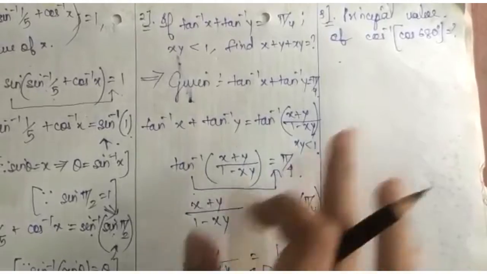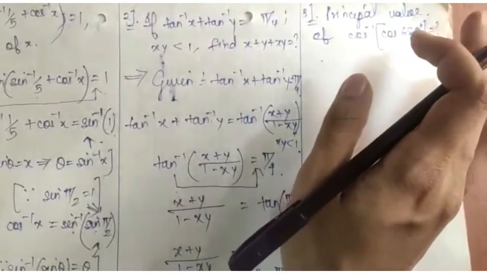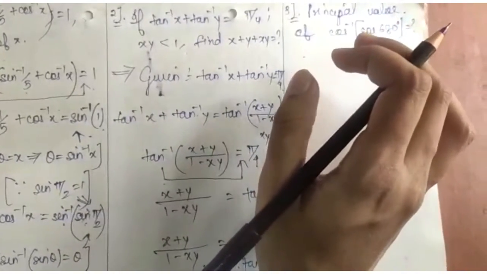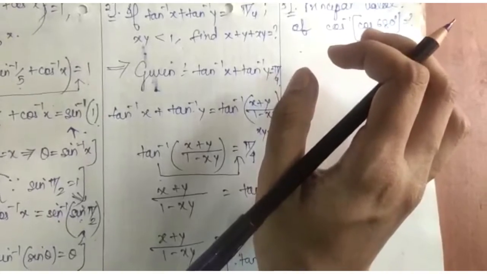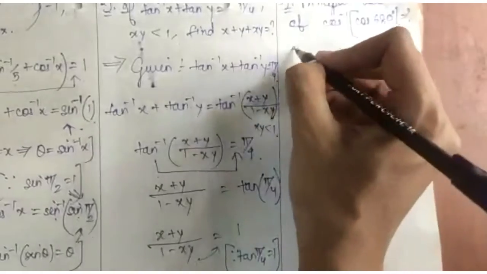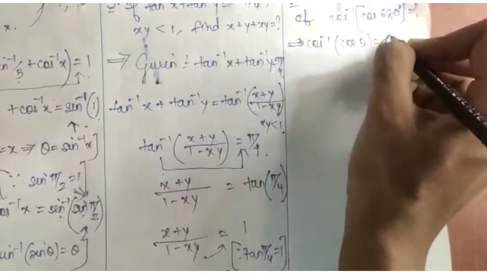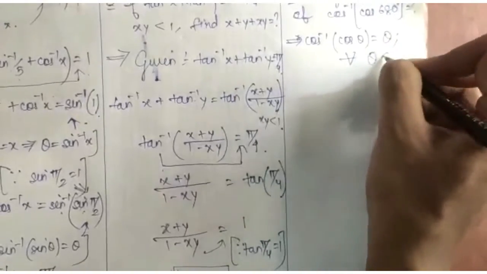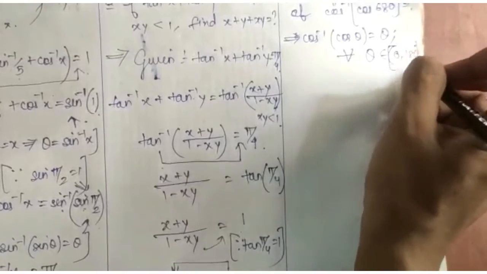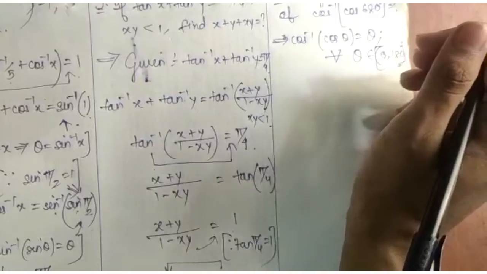Now the next very important question is to find the principal value. This is a very common question, a compulsory question. So finally, if we check the given angle in the principal value branch, and it lies in it, then use the property of cos inverse of cos theta is equal to theta, where theta belongs to 0 to 180 degrees, or 0 to pi. Otherwise, reduce the angle such that it lies in the principal value branch.